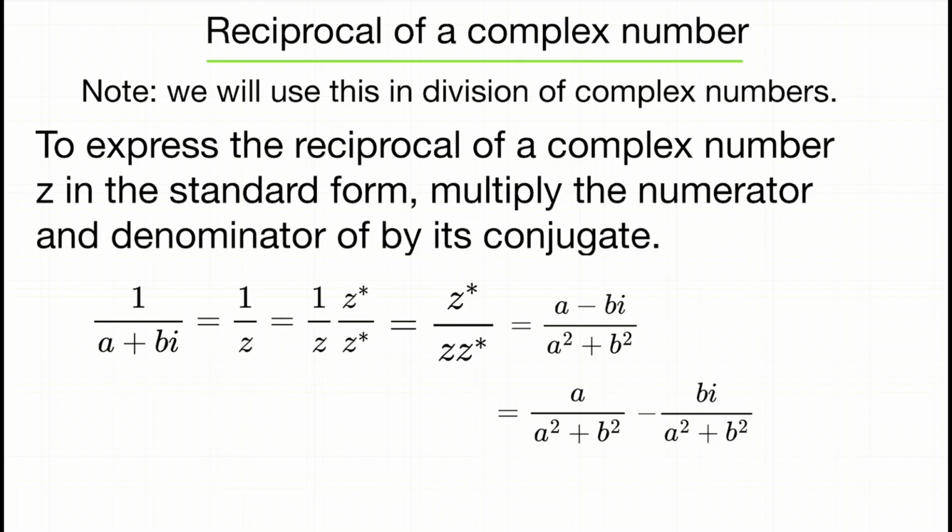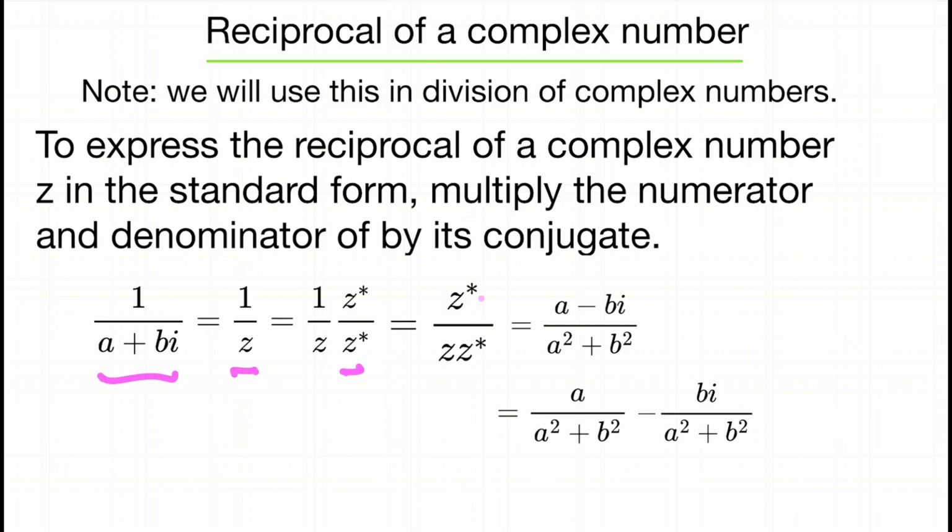Next, let's look at the reciprocal of a complex number. So it's just 1 over z. We're going to use this in the division of complex numbers in a future video, so it's a good thing to learn because it makes division doable. To express the reciprocal of a complex number z in standard form, multiply the numerator and denominator by its conjugate. So this is 1 over a complex number, a plus bi, which is really just 1 over z. So this rule tells us we multiply the numerator and the denominator by the complex conjugate.